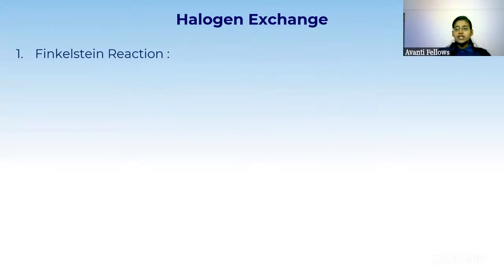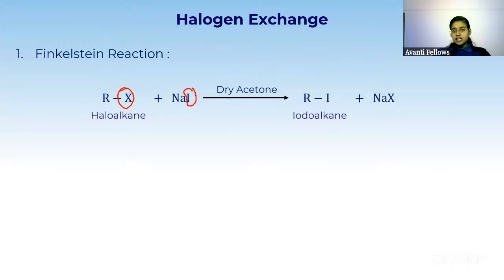Finkelstein is the name of the scientist. You have to take some haloalkane and treat it with NaI in the presence of dry acetone. The name says that it is a halogen exchange reaction. So what will happen? One halogen will be exchanged by the other halogen. We will get RI and NaX. Here X could be chlorine or bromine.